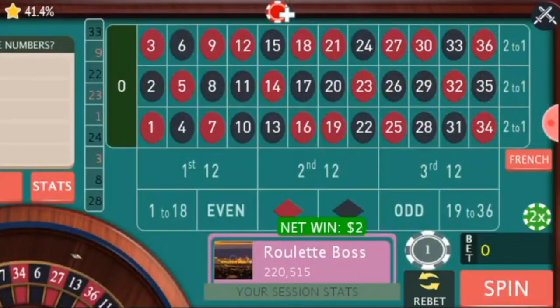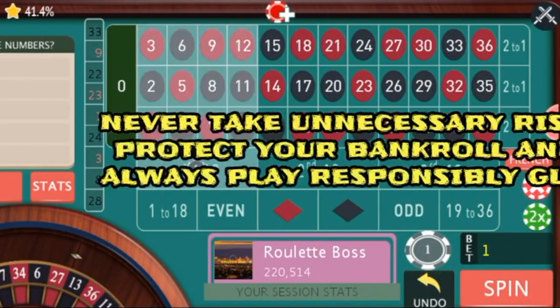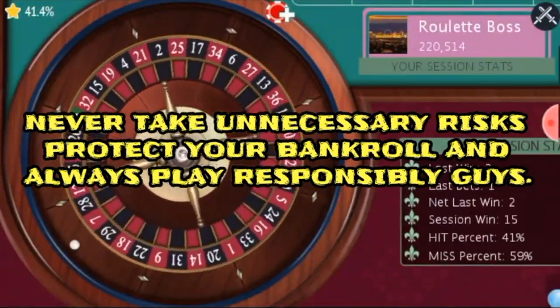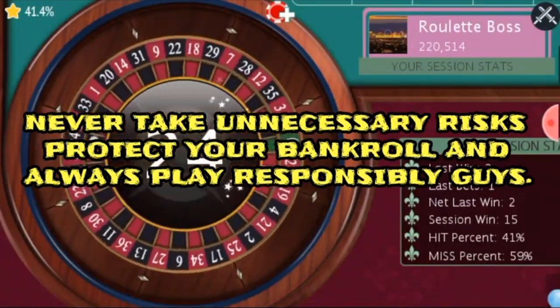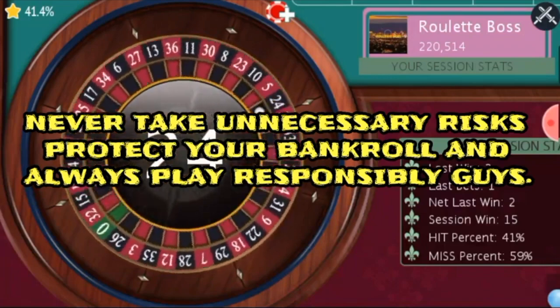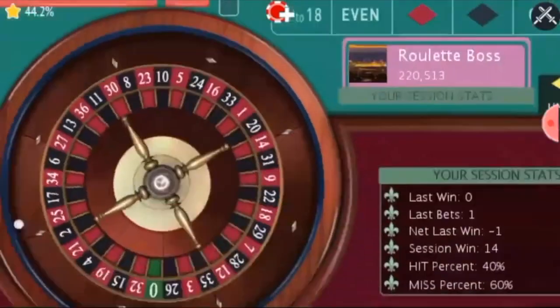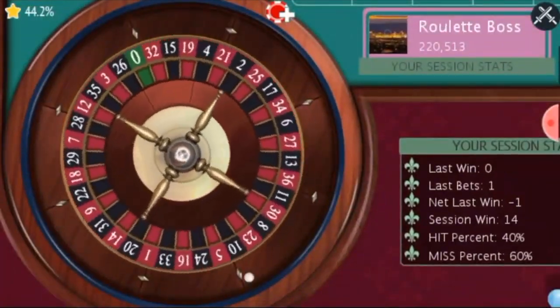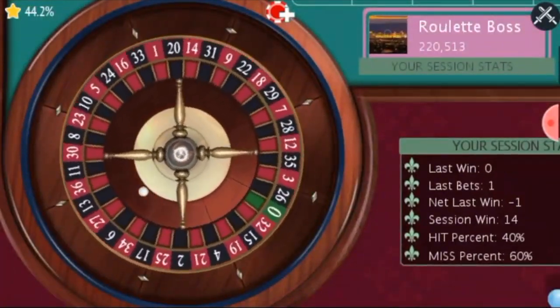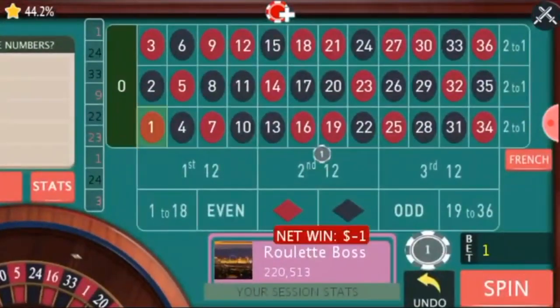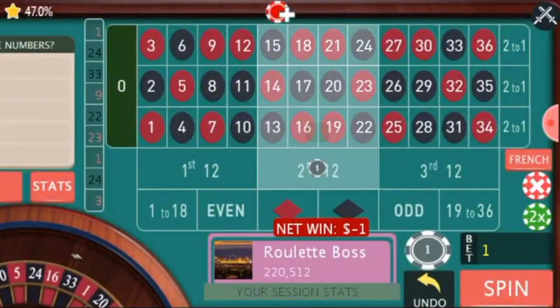I restart the entire progression. 33 tells me to bet on the first dozen. This is spin number one. I lose on spin number one. Spin number two, I'm playing for anything greater than 15 units profit. I lose on spin number two. Spin number three.